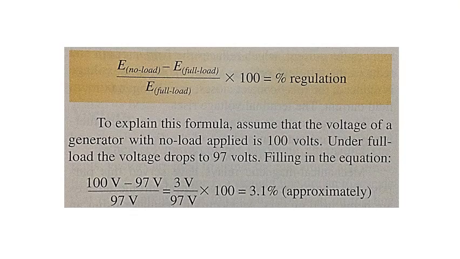Voltage and current regulation. The regulation of a power source, whether a generator or a power supply, can be defined as the percentage of voltage drop between no load and full load. So mathematically it can be expressed as the formula shown on the screen. To explain this formula, assume that the voltage of a generator with no load applied is 100 volts. Under full load, the voltage drops to 97 volts. Filling in the equation is shown at the bottom of your screen.